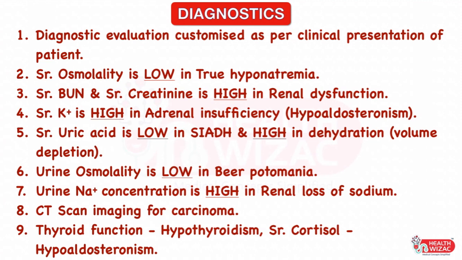Elevated BUN and creatinine may be suggestive of renal dysfunction. Elevated serum potassium level may be suggestive of adrenal insufficiency. Serum uric acid is usually found low in patients with SIADH, and it may be elevated in patients with dehydration or with volume depletion. Urine osmolality is usually low in patients with beer potomania. Increased urine sodium concentration reflects the causes associated with renal loss of sodium.